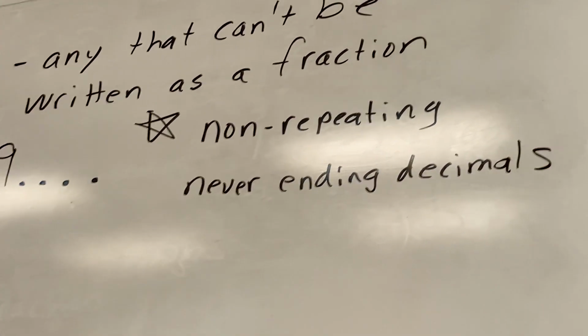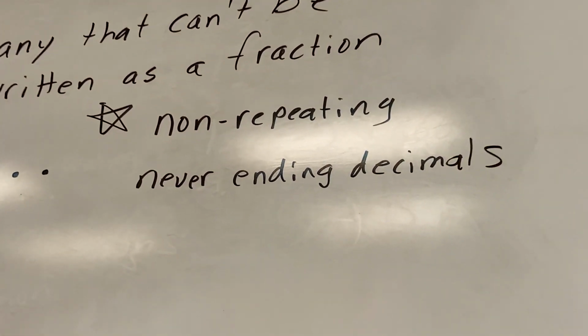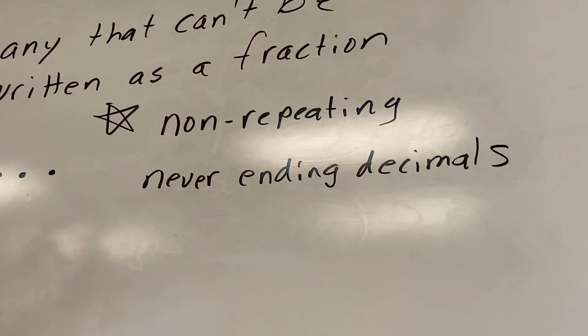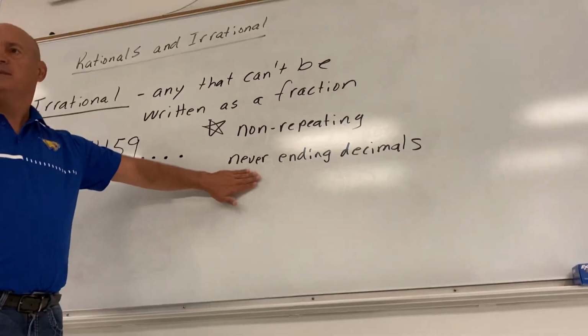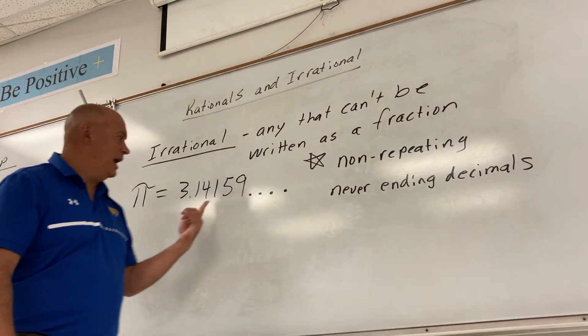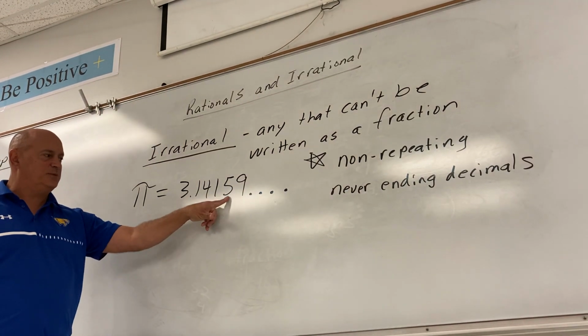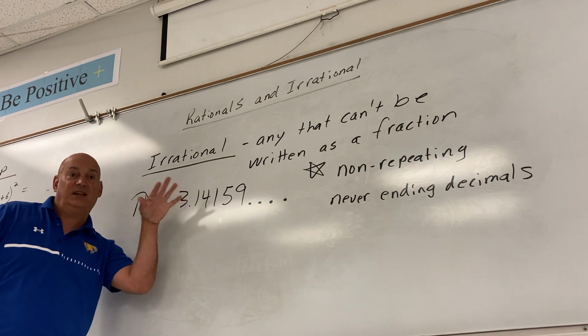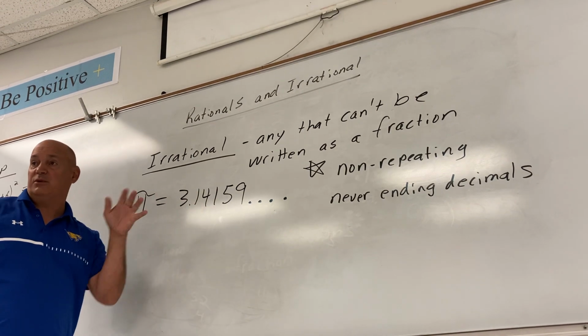All irrationals, their decimals go on forever. That's the never-ending. They go on forever. And they never repeat, just like pi. The numbers out here in the decimal don't ever form a pattern. They never repeat. They always change it up.